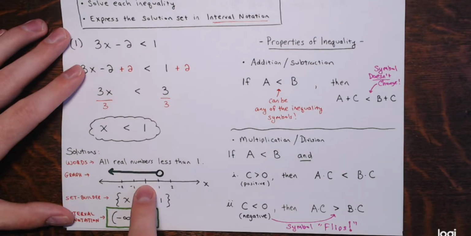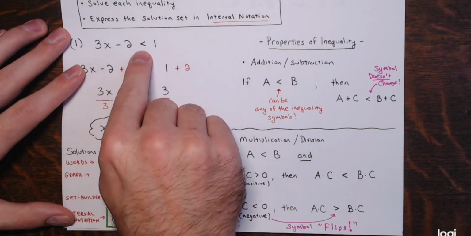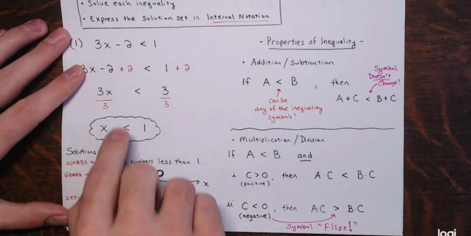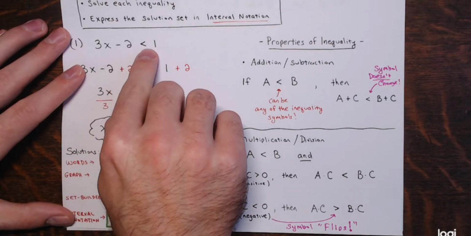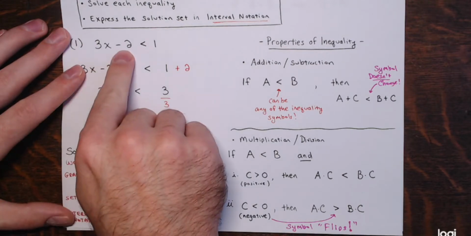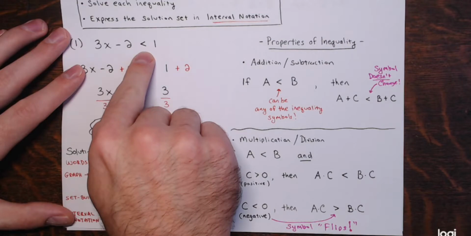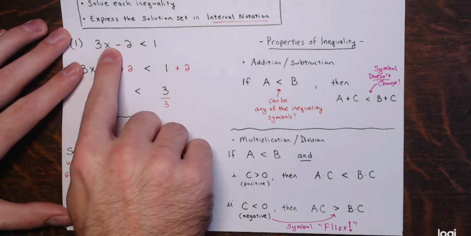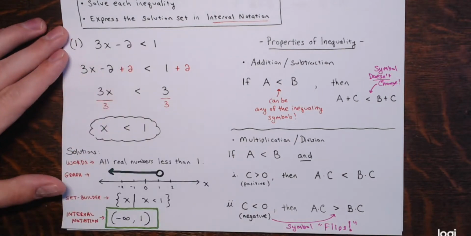Plug in 0. You'd have -2 is less than 1. True. Plug in -1. You get -5 is less than 1. True. Plug in a half. You get -half is less than 1, which is true. Again, take any number less than 1, plug it in for x, and see if it's a true statement.